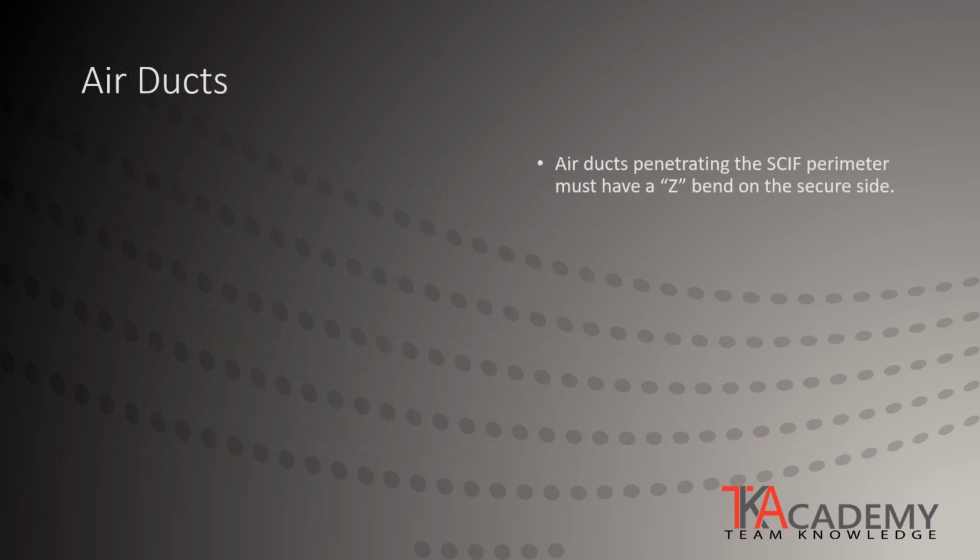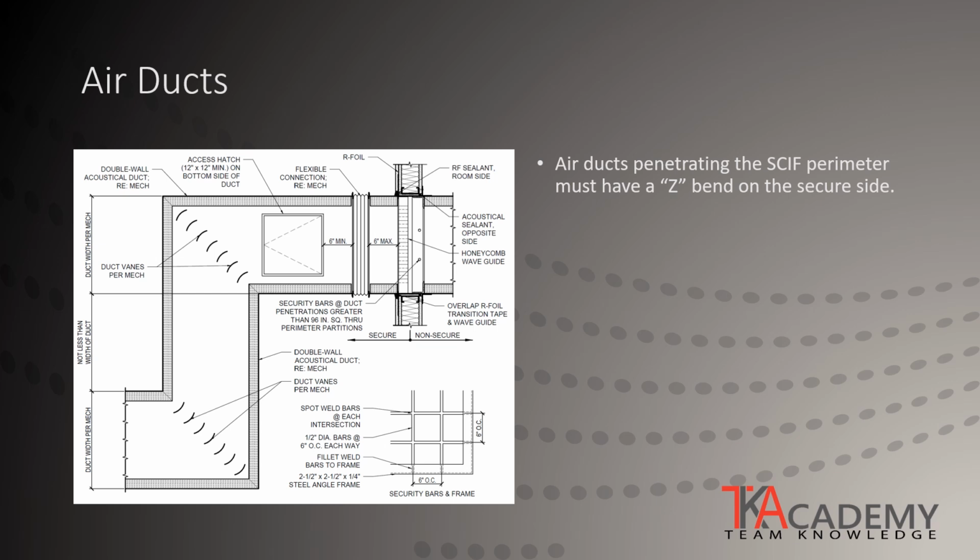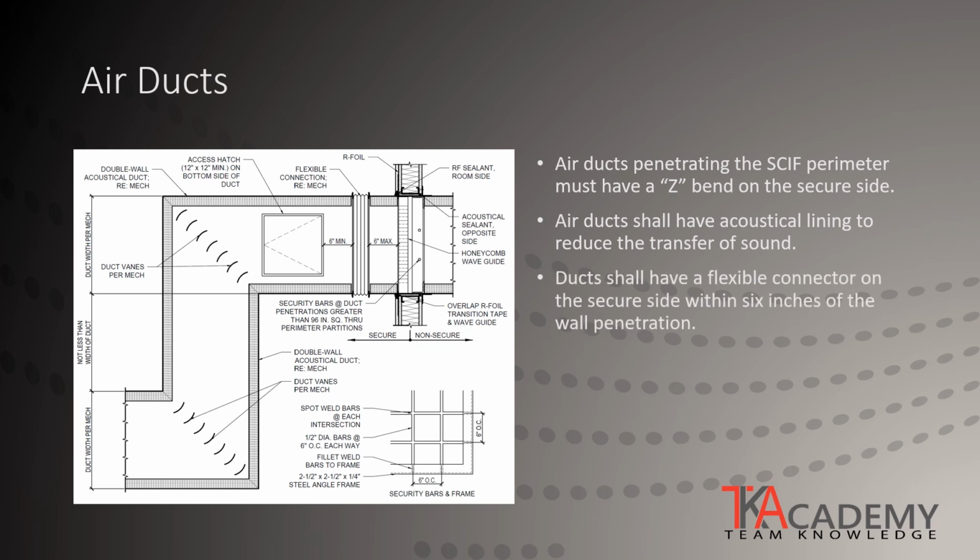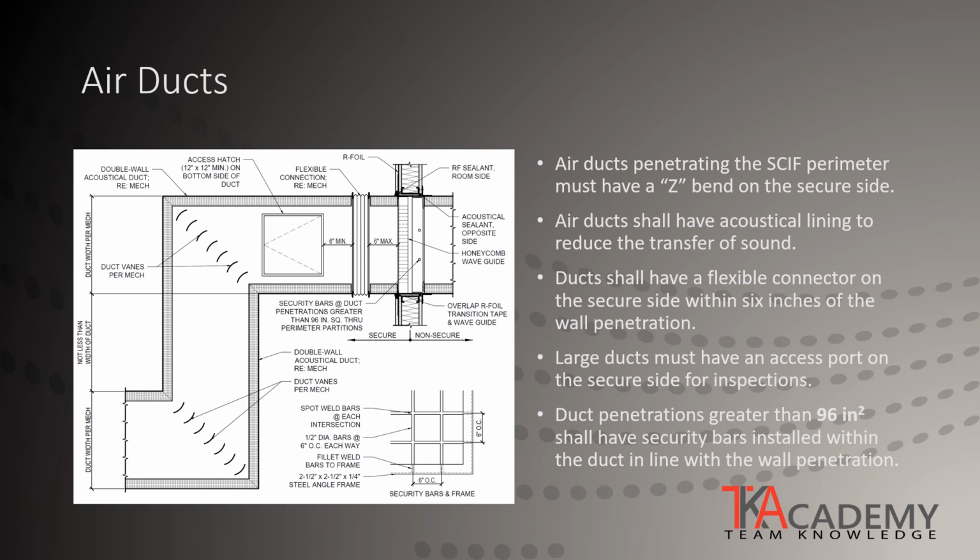Air ducts that are penetrating the skiff perimeter must have a Z-bend on the secure side. The air ducts themselves should have an acoustic lining or be fabricated as a double-wall acoustic duct to reduce the transmittance of sound. Ducts shall have a flexible connector on the secure side within 6 inches of the wall penetration. This is to minimize the sound transfer, but also to act as a dielectric break between the conductive metal materials of the ducts. Large ducts shall have an access port on the secure side for visual inspections of the inside of the duct. Duct penetrations that are greater than 96 square inches are required to have security bars installed within the duct in line with the wall penetration to maintain physical security.